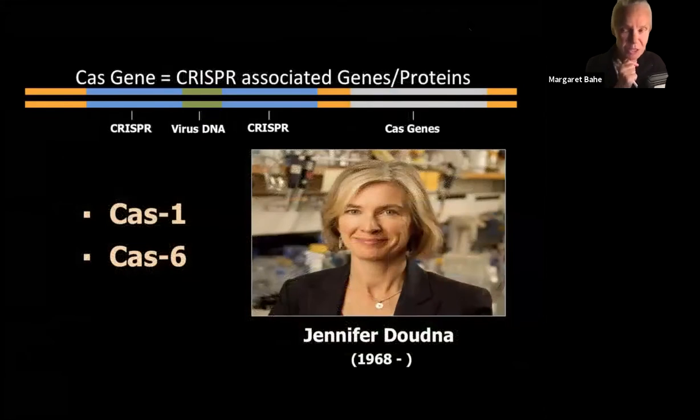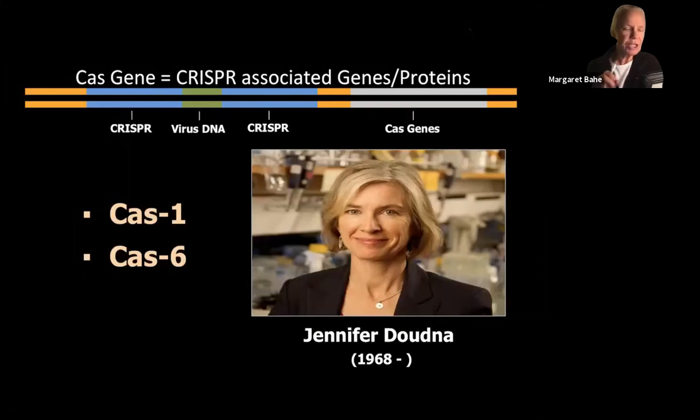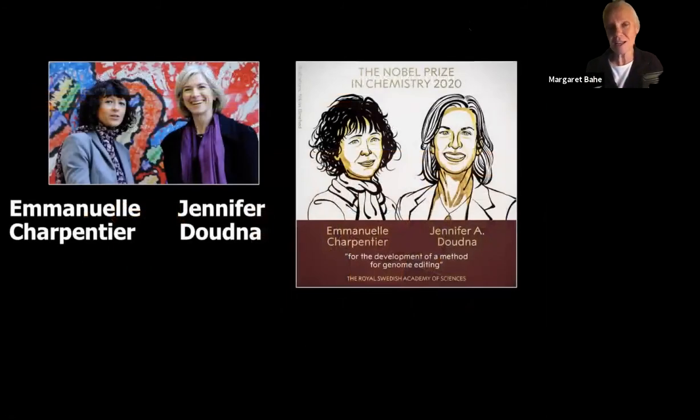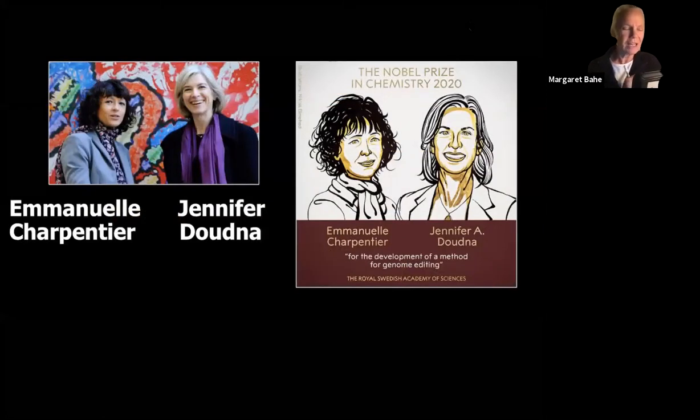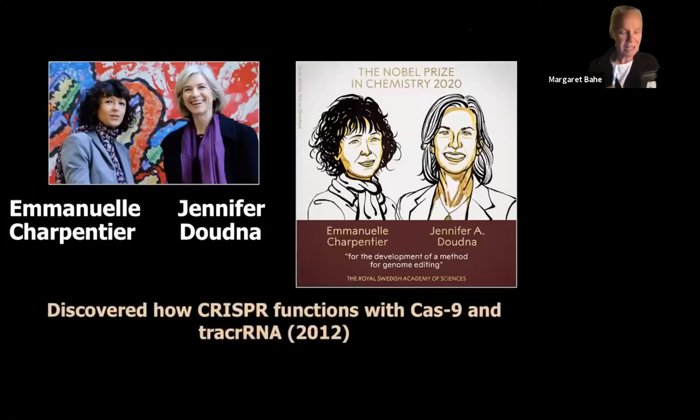Well, it took another researcher, Jennifer Doudna, to figure out how the whole thing worked. She discovered that there are other kinds of proteins associated with CRISPRs. And the big one that we're going to talk about is Cas9. Cas9 is the name of an enzyme. It's a protein. It's a CRISPR-associated protein, basically. And she just a few weeks ago won the Nobel Prize for chemistry in 2020 with another researcher from France for her work using CRISPR. So it is really cutting edge.